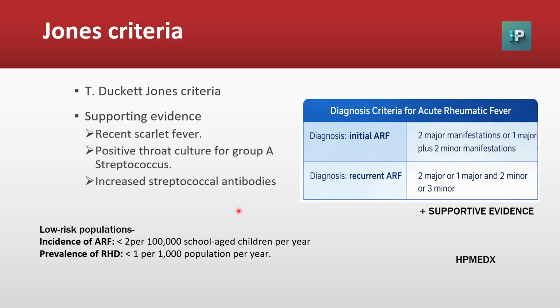And in major criteria and minor criteria, we divide the population into low risk and high risk population. Here, the incidence of acute rheumatic fever is less than 2 per 1 lakh school age children, and the prevalence of rheumatic heart disease is less than 1 per 1000 population per year, and this is for the low risk population, and the rest is the high risk population.